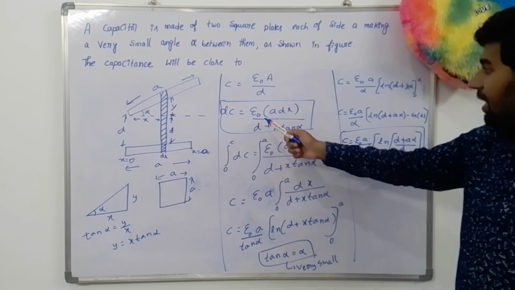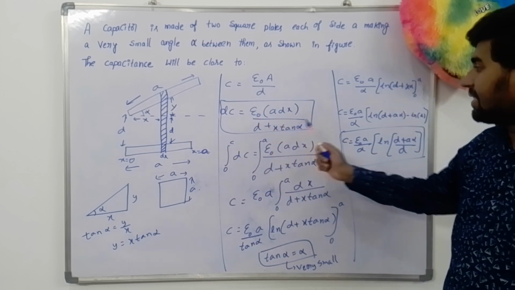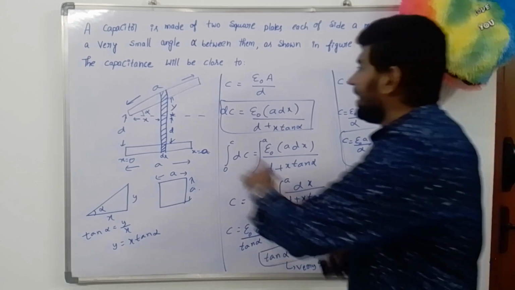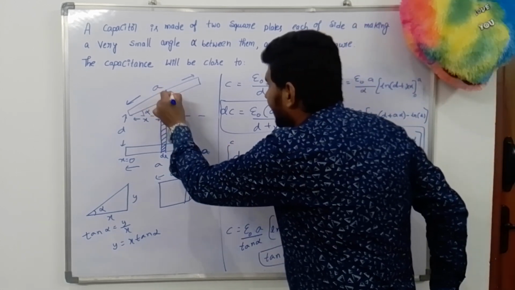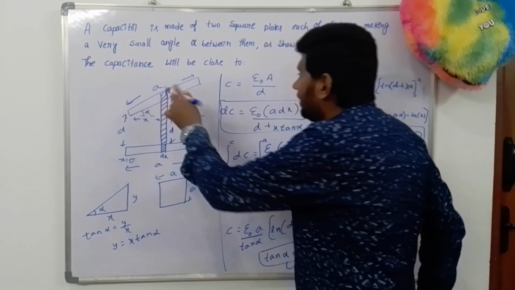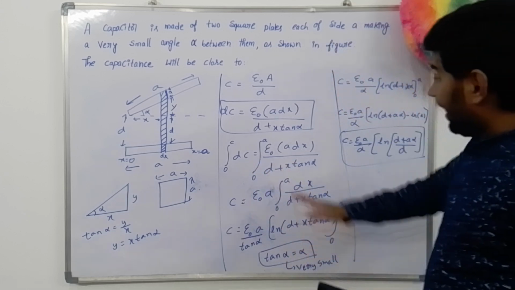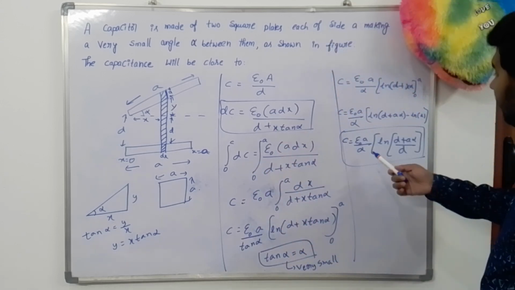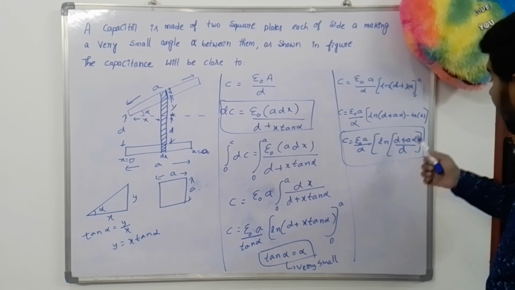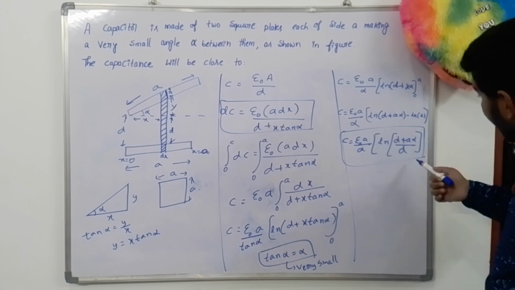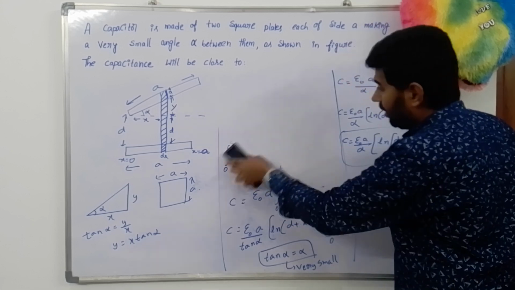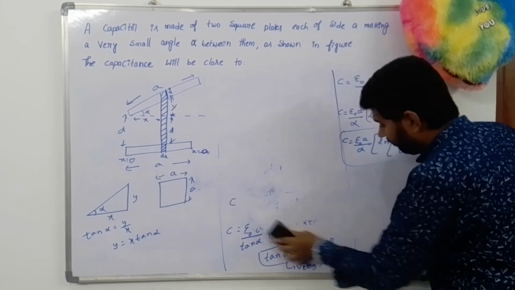We are getting dC is equal to epsilon naught a dx by d plus x tan alpha. Here a dx is the area, here dx, and this side will be a, because that is a square plate. And next, by using this we finally got C is equal to epsilon naught a by alpha multiplied with ln of d plus a alpha by d. Now we are going to simplify that one also.